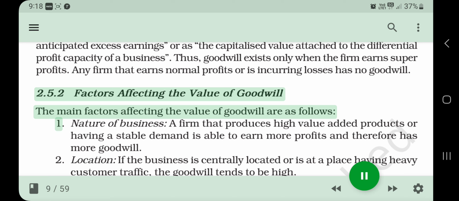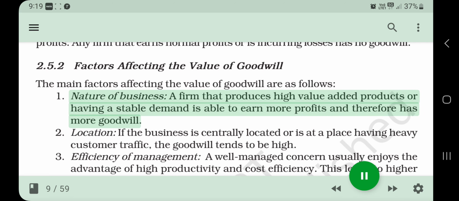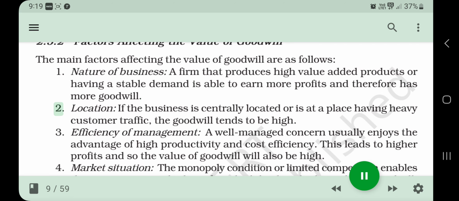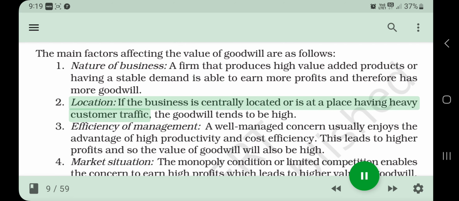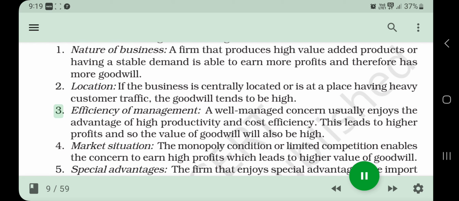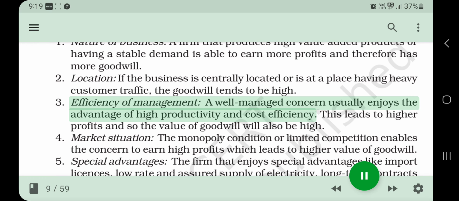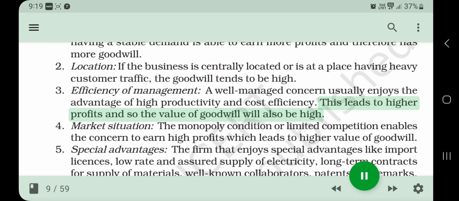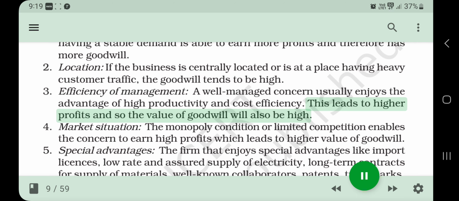2.5.2 Factors affecting the value of goodwill. The main factors affecting the value of goodwill are as follows. 1. Nature of business. A firm that produces high value added products or having a stable demand is able to earn more profits and therefore has more goodwill. 2. Location. If the business is centrally located or is at a place having heavy customer traffic, the goodwill tends to be high. 3. Efficiency of management. A well-managed concern usually enjoys the advantage of high productivity and cost efficiency. This leads to higher profits and so the value of goodwill will also be high.